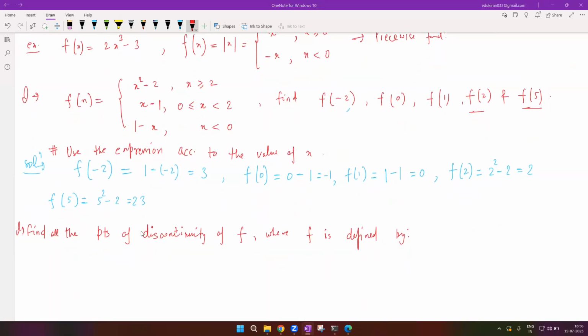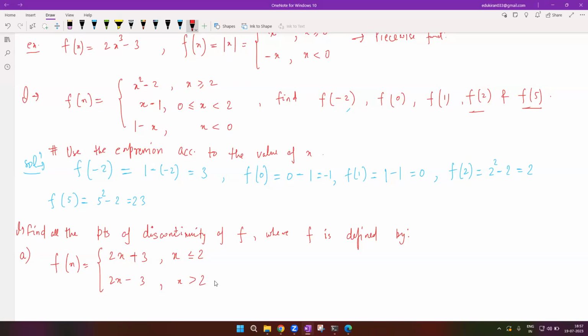So let's start with one of your NCERT questions. Question number 1: f(x) is defined by 2 expressions, 2x plus 3 and 2x minus 3, depending on the value of x. If x is less than or equal to 2, then you will use this expression. And if x is greater than 2, then you will use this expression. And you have been asked to find all the points of discontinuity.